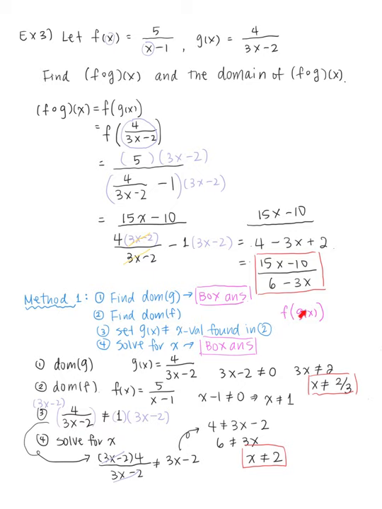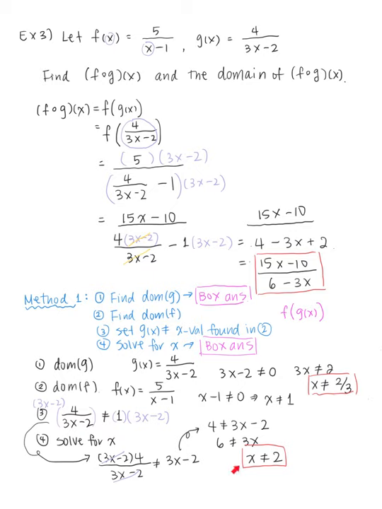It doesn't make sense, right? Because if I plugged something that's undefined into f, everything's going to become undefined. So for that reason, you're going to have to keep 2/3 as the domain of f of g of x.